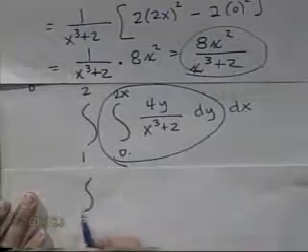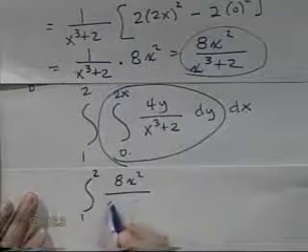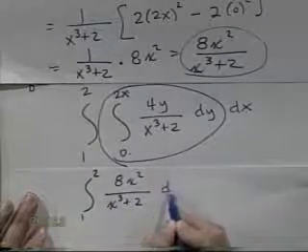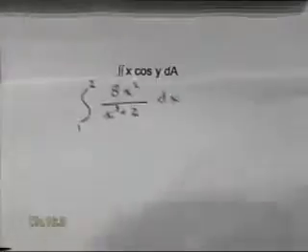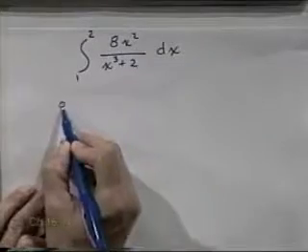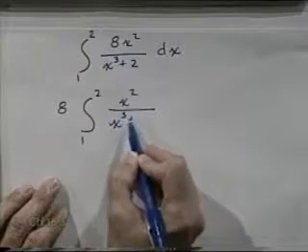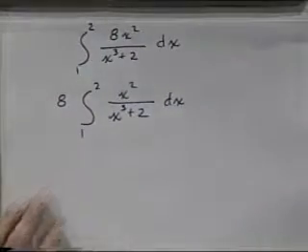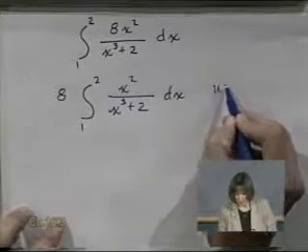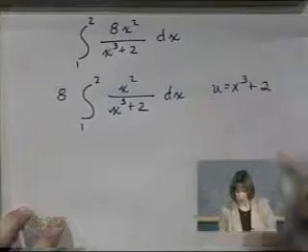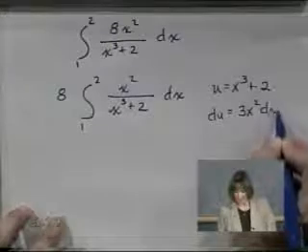We're doing the integral from 1 to 2, but the inner integral is replaced with 8x squared over x cubed plus 2 dx. All right, and now this is a Calc 2 problem. How do I do that integration? Well, first of all, 8 is a constant, so I can bring that out front. How can I attack that? u equals x cubed plus 2. If I let u be x cubed plus 2, notice du is 3x squared dx.